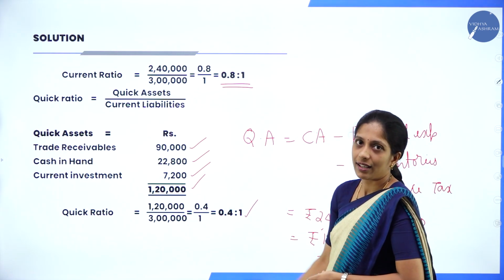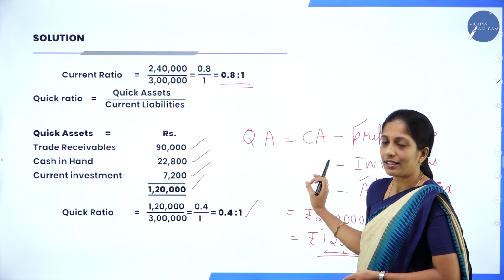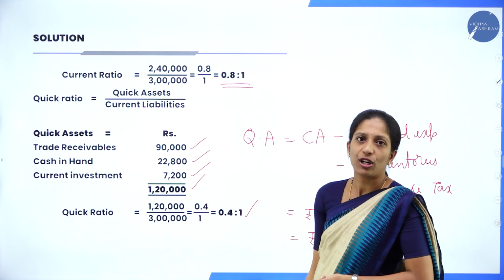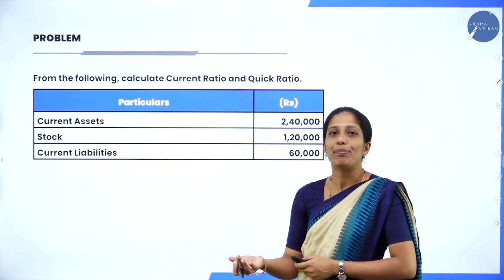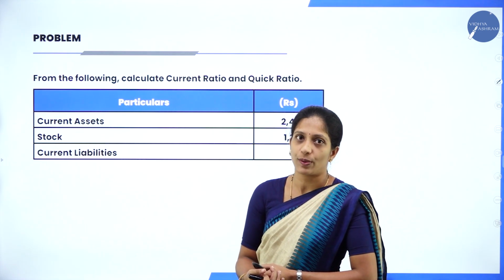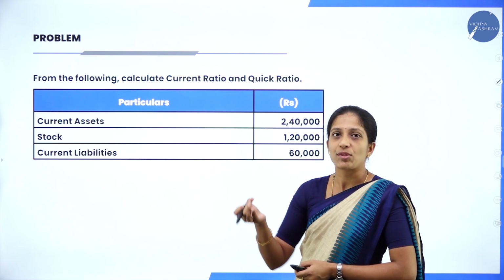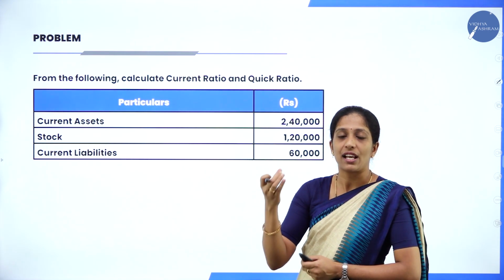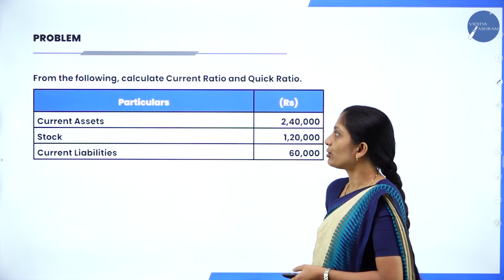You can either calculate like this or you can apply the formula like this and calculate. Okay, so hope you are clear about quick ratio. Now coming to the next problem. This was the simple problem they asked in your previous question paper. Few times they have asked directly, and few times they have given items separately where you have to segregate them into current assets as well as current liabilities. Now go through this question.